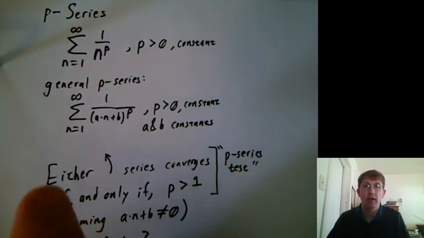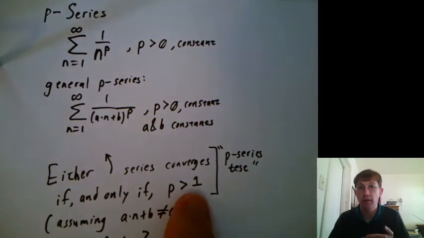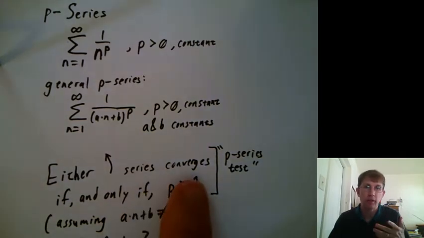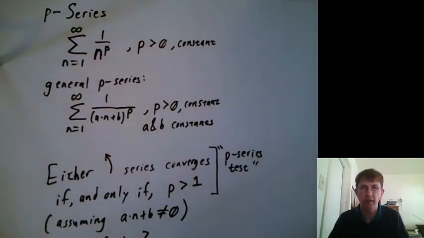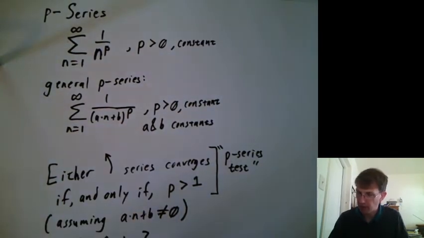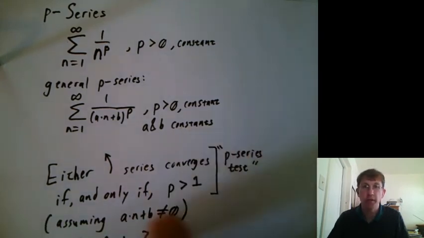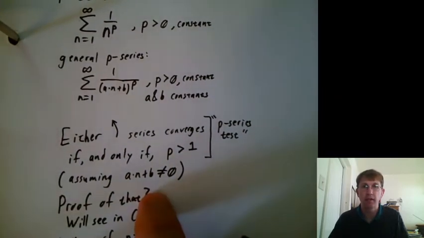It turns out that either of these series converges when p is greater than 1, and diverges if p is less than 1. If p is greater than 1, you still have to worry about divide by 0 in this generalized p-series, but we basically never have to think about that. We just don't think about problems where b would be negative or a would be negative. So that's called the p-series test, and the proof of it we'll actually see in chapter 8.3.